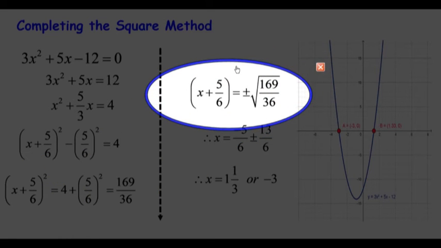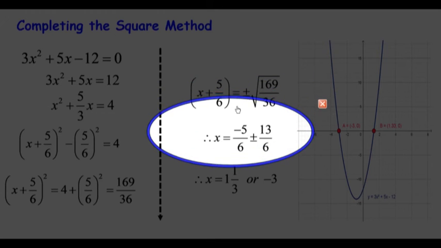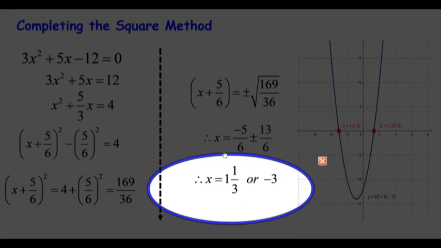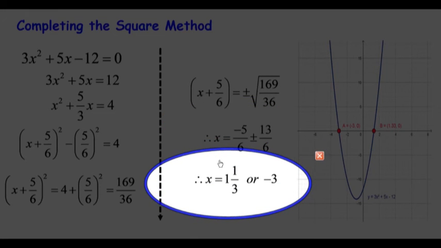So we take the square root of both sides, remembering the plus and minus sign. We get x plus 5 on 6 equals plus or minus the square root of 169 on 36, which is just 13 on 6. So the answers are x equals minus 5 on 6, plus or minus 13 on 6. Eventually we simplify those to x is 1 1/3 or negative 3.